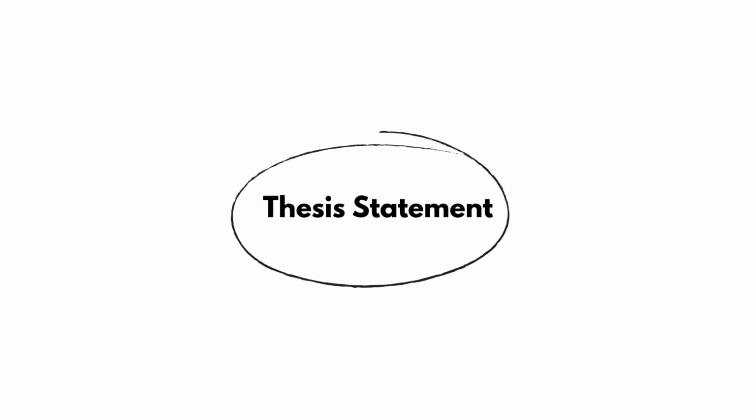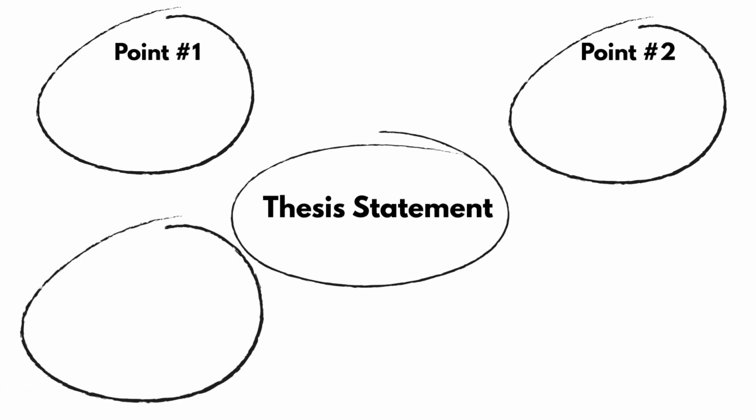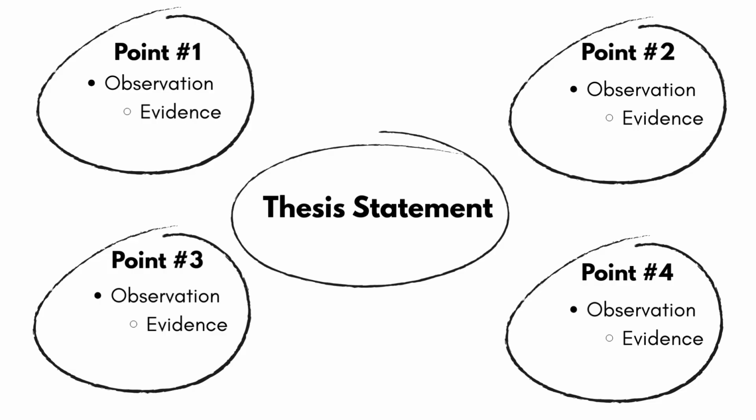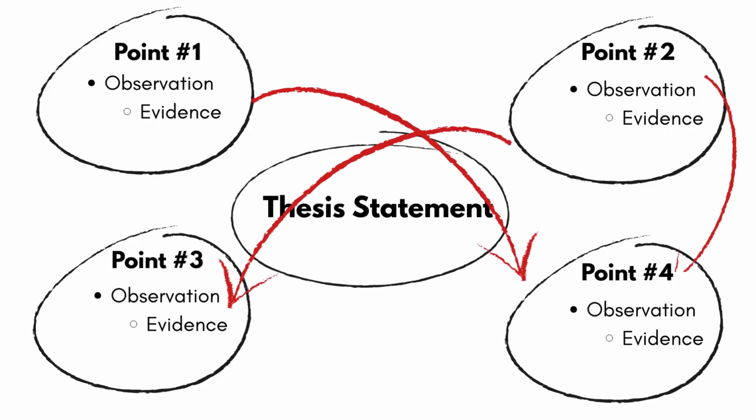To start mapping, you can put your thesis statement at the center of a page and build a diagram around it with the points you plan to make. Under each point, list observations and evidence. Finally, you can make connections between different points. This will help you determine the best order for your paper.